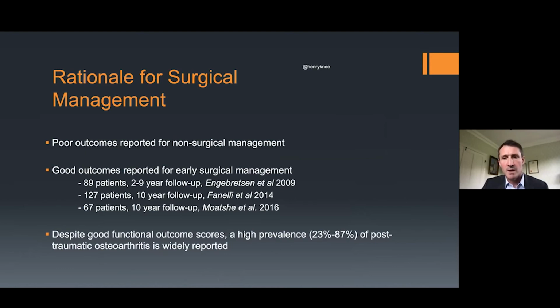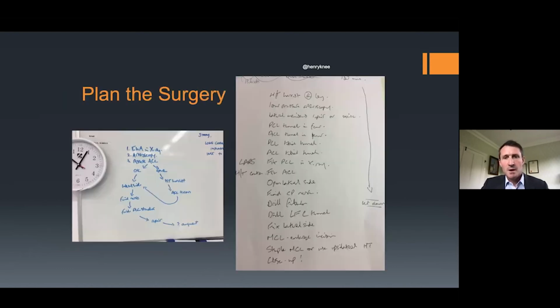So we have recorded good functional outcomes for surgery. The surgery is challenging, and of all the things I do, this is the most challenging type of operation that I will do. I prepare well in advance, usually thinking about it most of the night before, and then in the morning, while the anaesthetist is putting the patient to sleep, I write a list of what I'm going to do. And you can see there's quite a lot of steps.